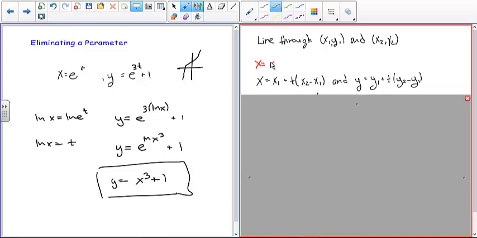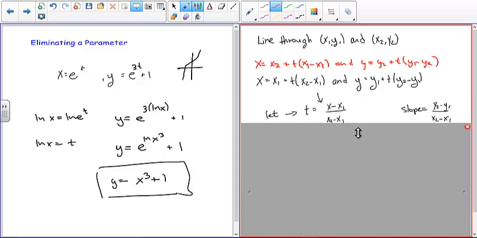You could switch them, in other words. Both of these would work: y equals y2 plus t times (y1 minus y2). It doesn't matter which one you choose to be in the parentheses and which one out of the parentheses. Either one is okay. Now I'm going to use eliminating the parameter to show that these are equivalent to the point slope form of the linear equation.